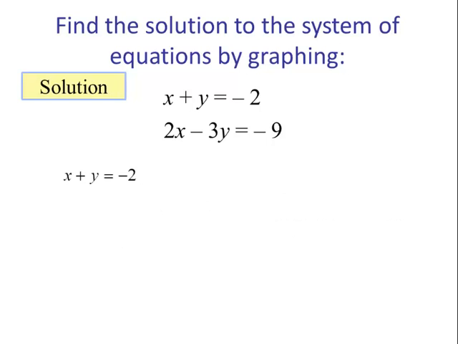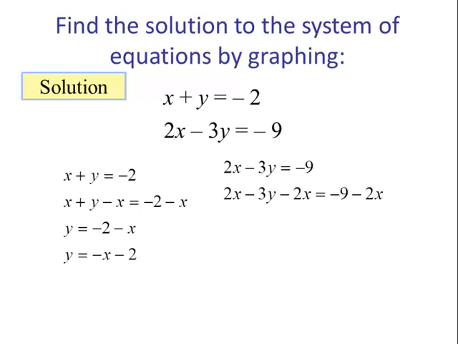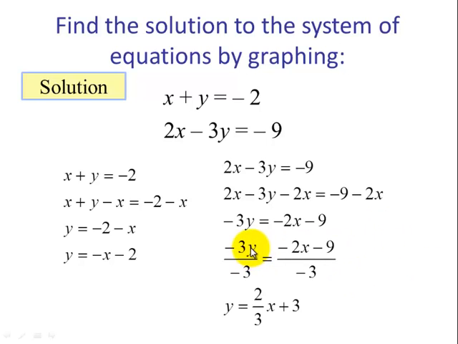For the first one, we subtract x from both sides. We are left with y equals negative 2 minus x, or we could rewrite that as y equals negative x minus 2. For the second equation, we subtract 2x from both sides. Now we need to divide by negative 3. The negative 3 cancels for the y, and we have a negative 2 divided by negative 3, which is a positive 2/3, times x, and a negative 9 divided by negative 3 is a positive 3.